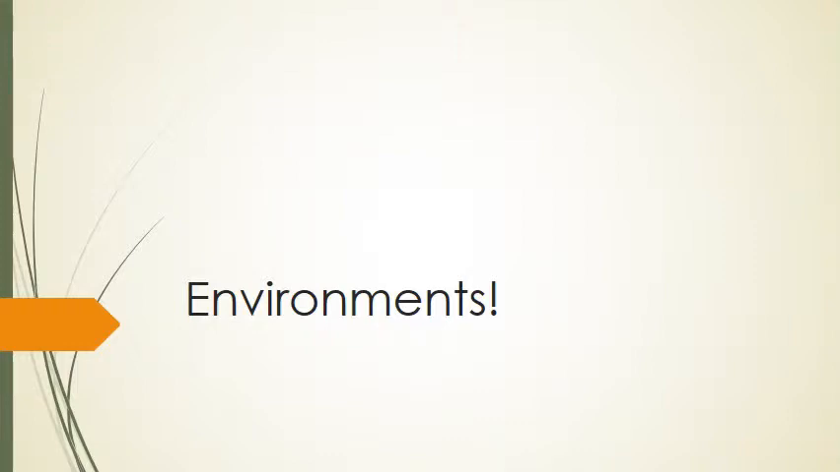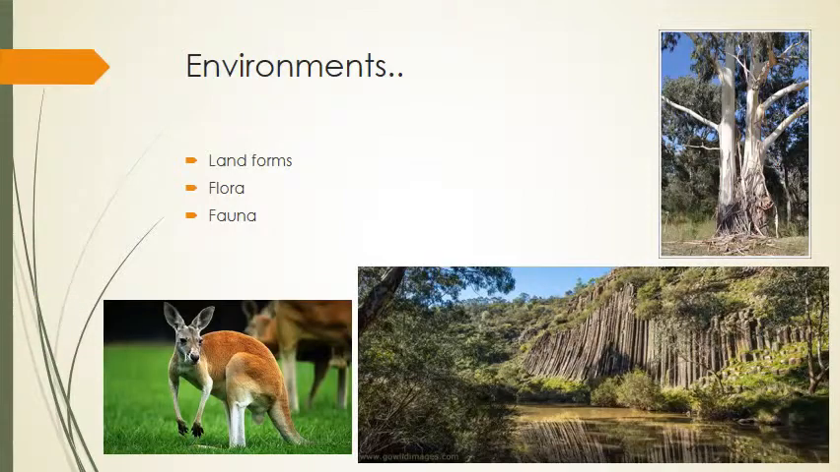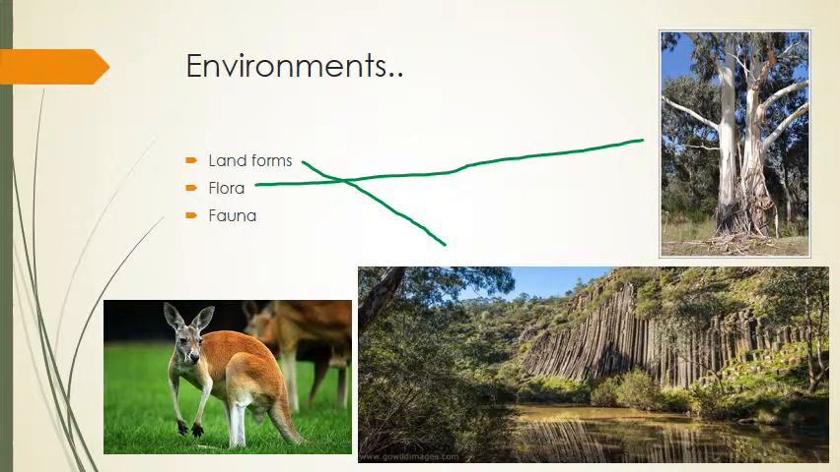Hi everyone, time to look at different types of environments. Environments are broken up in a variety of different ways and we're going to have a look at that now. Basically they fall into three categories: the landforms that they are made up of, the flora or plant life, and the fauna, so our animal life.